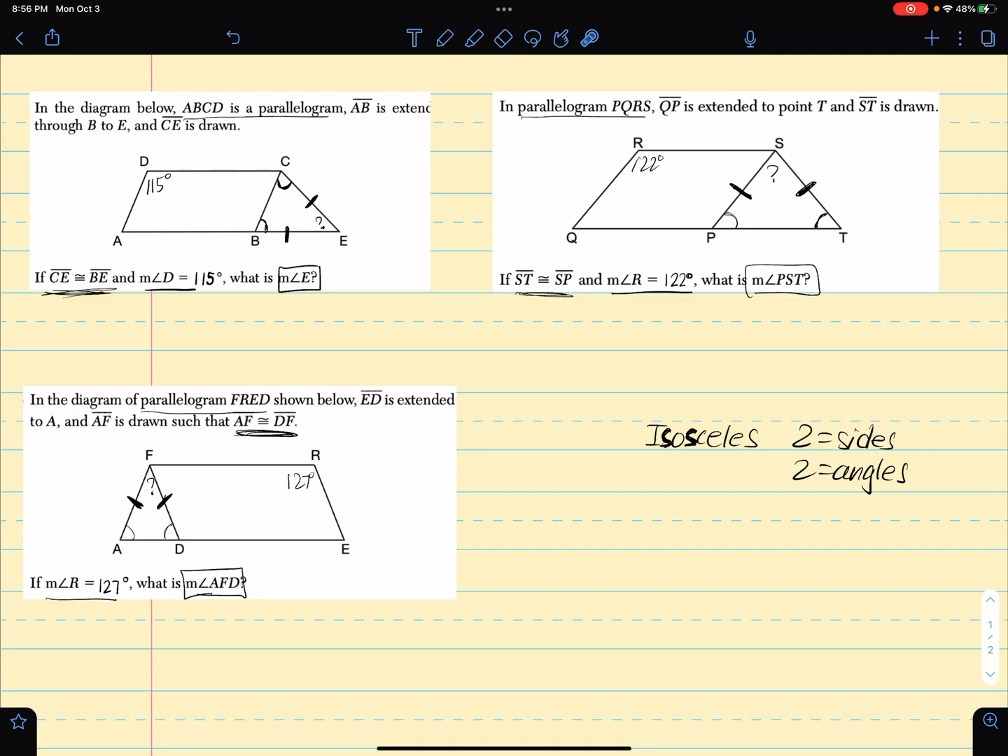Now let's actually solve these questions. So the main point that I would have wanted to make today was really just focusing on the isosceles triangle part of the problem.